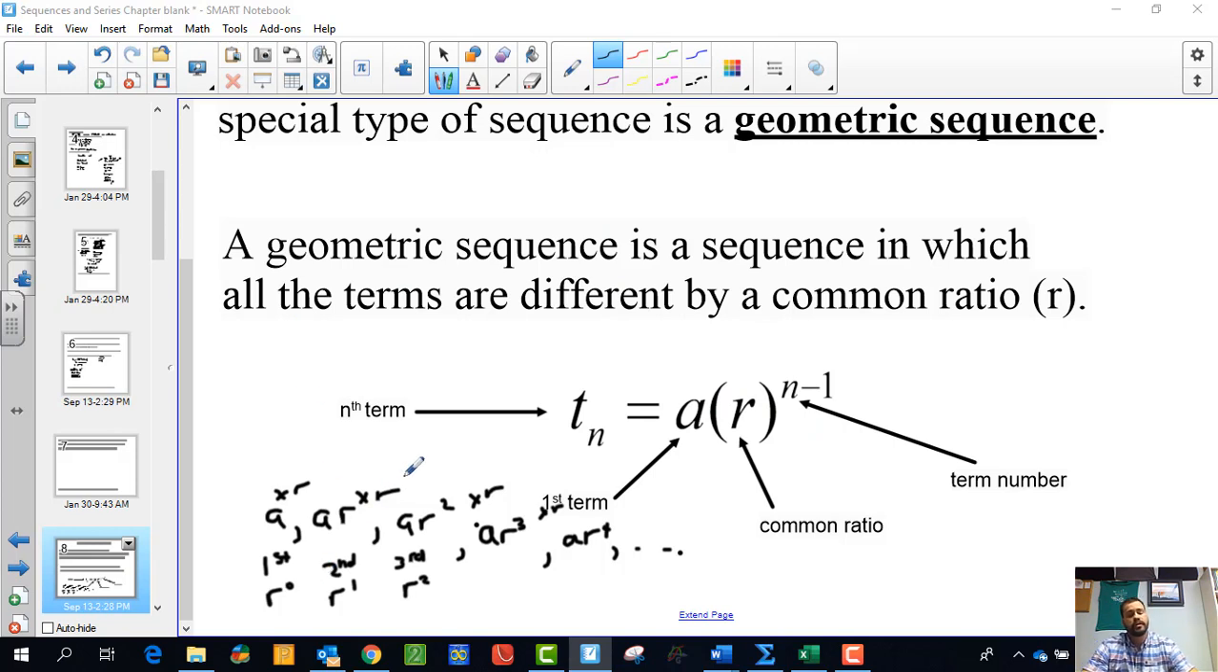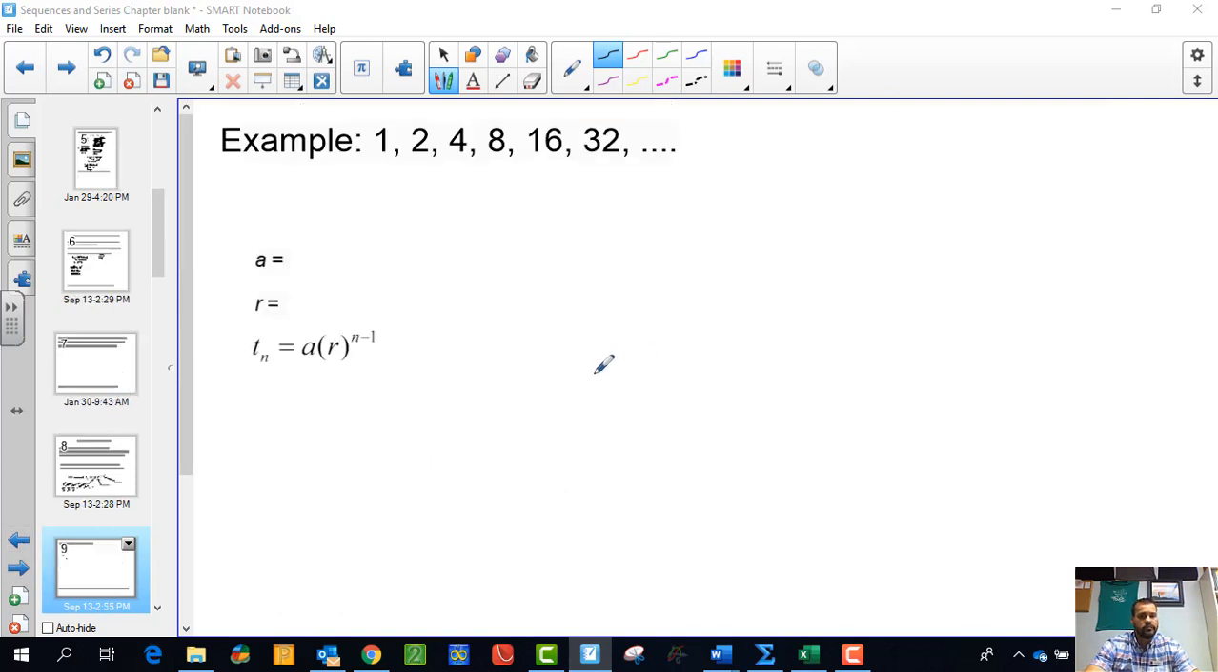And all we're going to do with geometric sequences is, first of all, you have to be able to recognize when we have a geometric sequence, and then we have to be able to do the same calculations that we did with arithmetic sequences. So here's an example of a sequence, and it says, tell me what a is. So very similar to arithmetic sequences, a is the first term. Tell me what the ratio is.